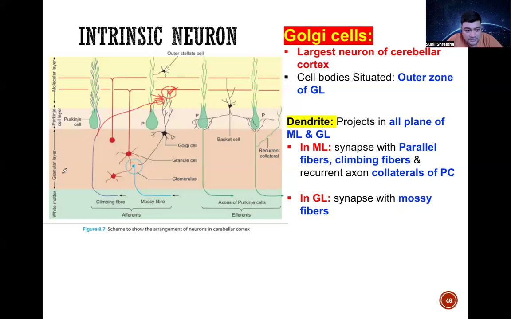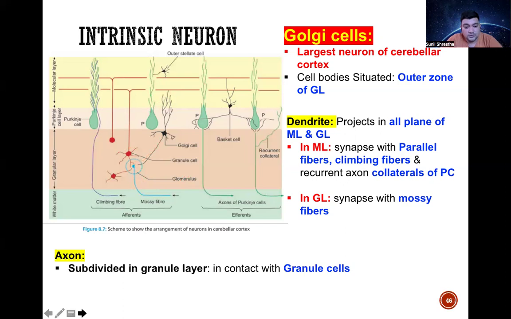In the granule layer, GL, it also synapses with the mossy fibers. How do they synapse with the mossy fibers? With the help of this glomerulus. So they are connecting and forming the synapse. Here you can see they also get connected with the granule layer as well as with the mossy layer.